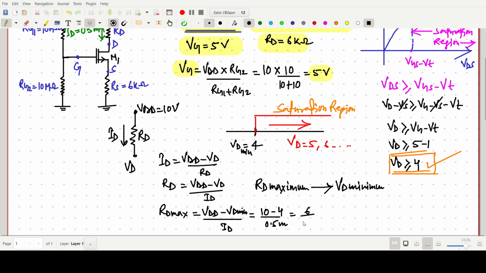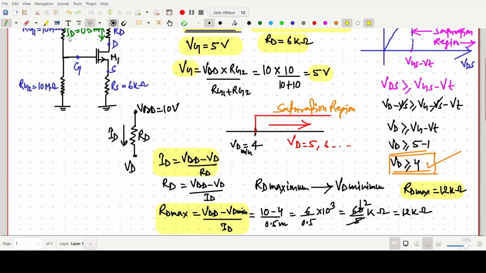So 6 by 0.5 into 10 to power 3, milli. So we can also write 60 by 5, and this one is kilo ohm. So this should be 12 kilo ohm. So the RD max value, here I am writing, RD max value is 12 kilo ohm. I am highlighting, so this one is the answer for our question. RD max we have found by using ID.